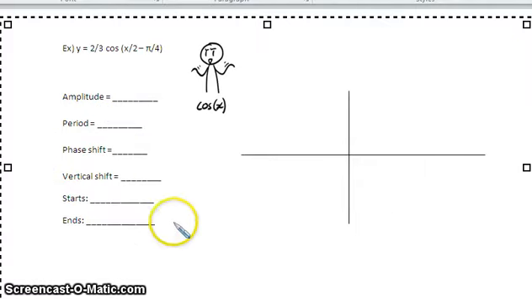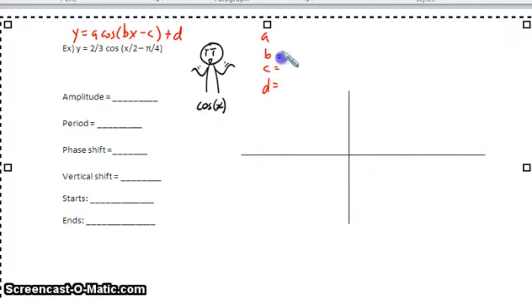Okay, so next graph is a cosine graph. So let's write the generic form up across the top here. A cosine of bx minus c plus d. And now we can identify our a, b, c, and d's. So our a value is going to be 2/3.